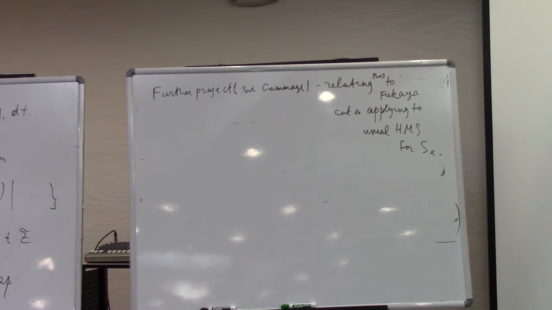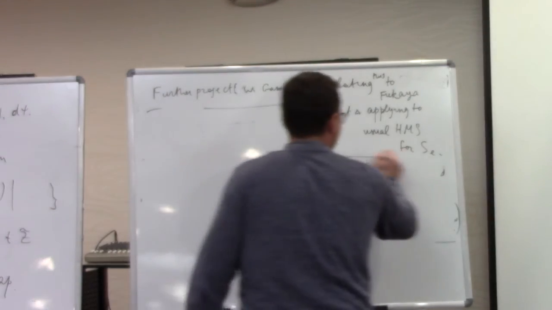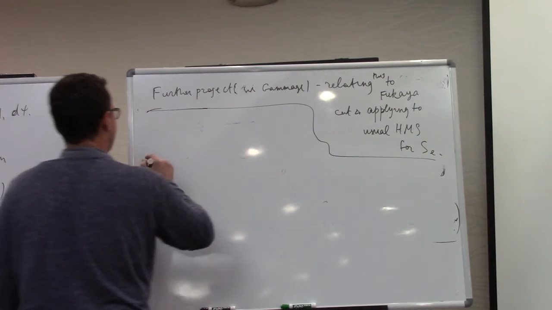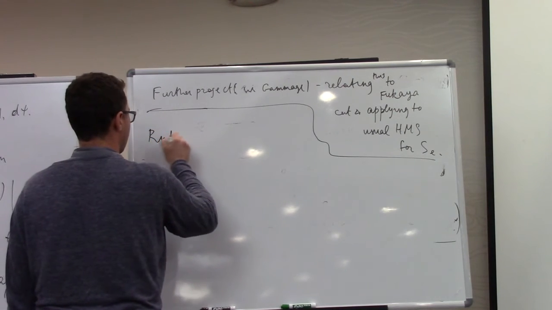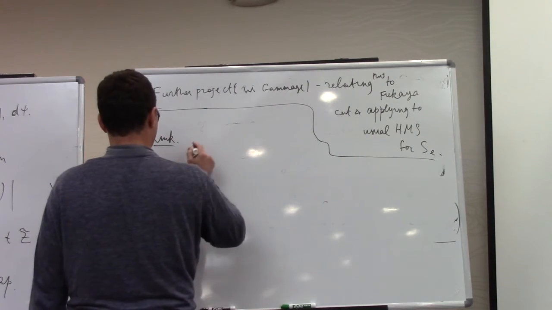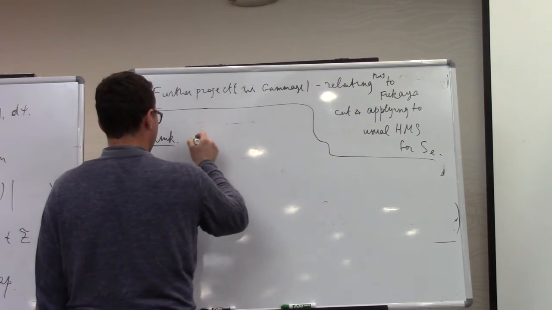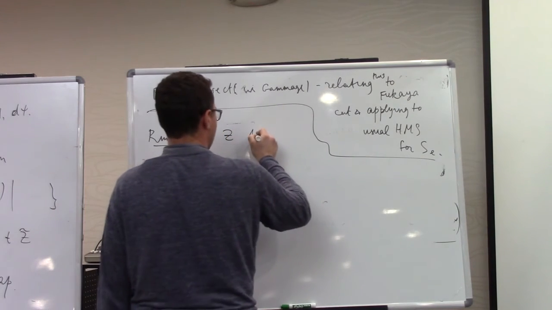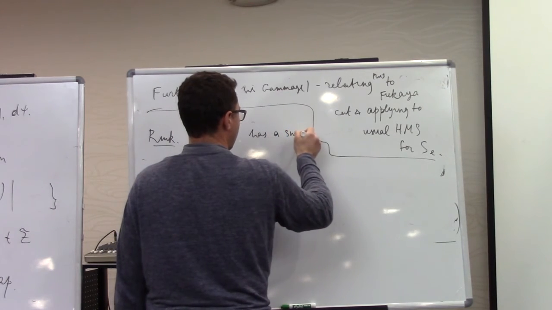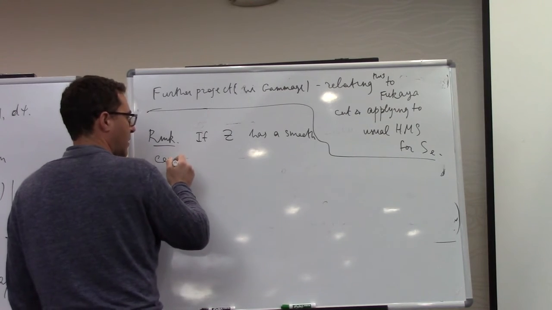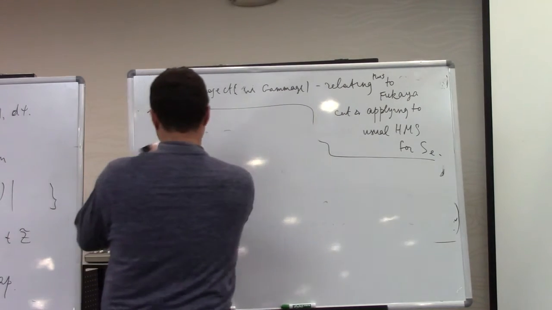So I actually am tempted to, I have too much time, I want to give an example. Although this definition, so remark, suppose Z has a smooth component. Right, sorry, so before that I need to say the following.